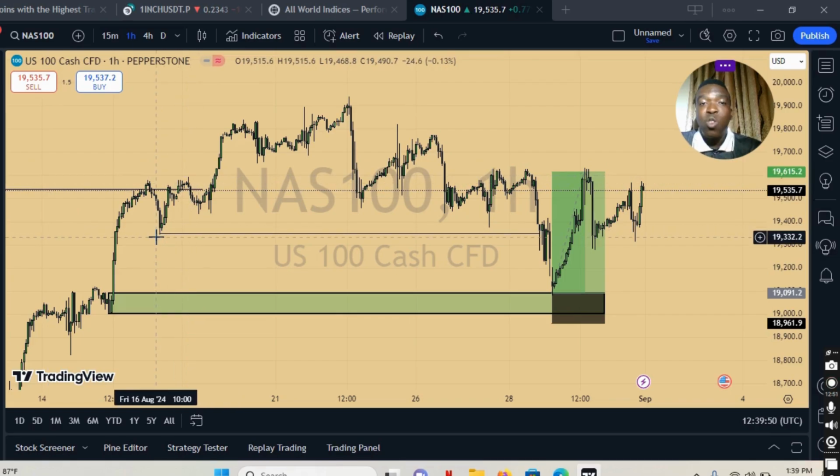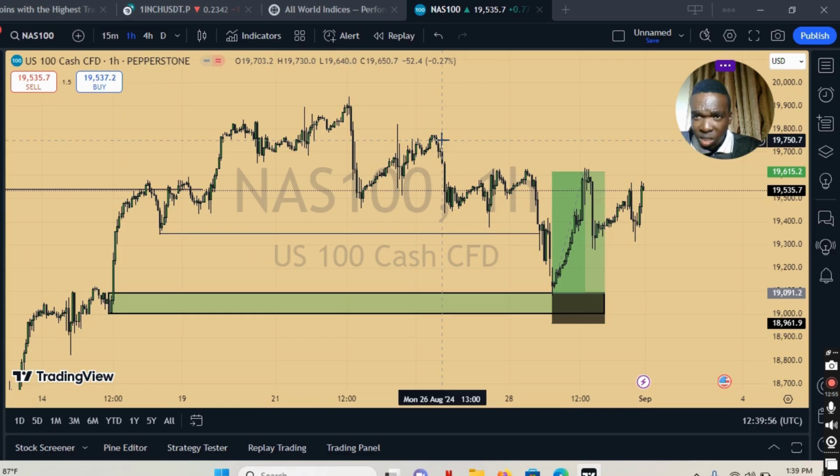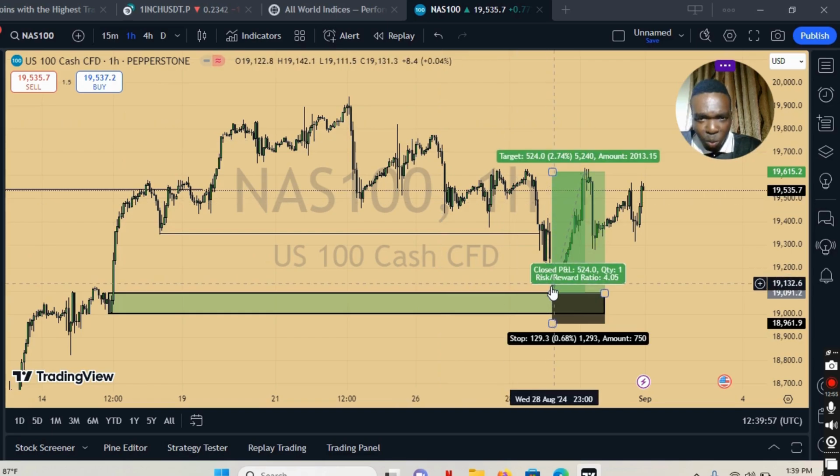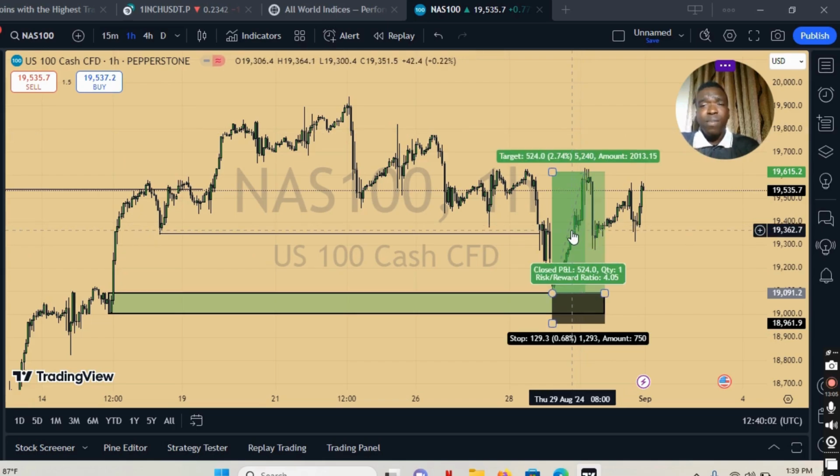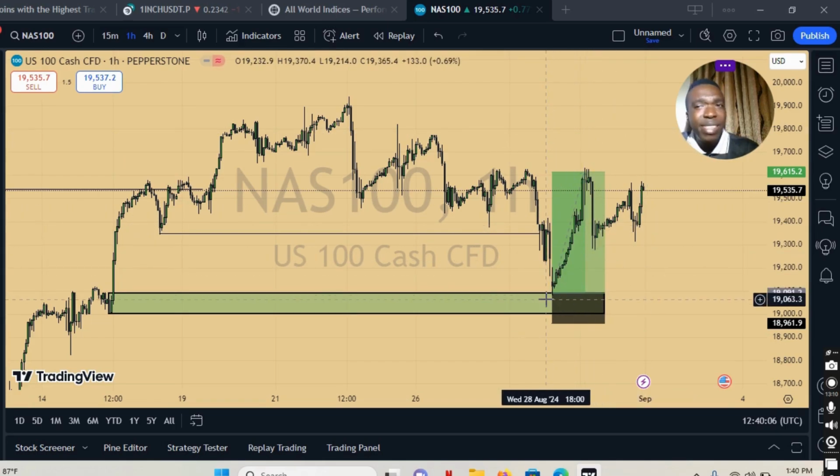This is our inducement, liquidity. This is our fair value gap, and this is our order block. Price must come down to mitigate this zone to continue its up move. It's a must. As you can see, when price actually came down, it also gave me a sniper entry.